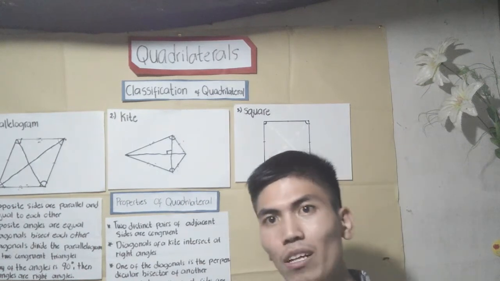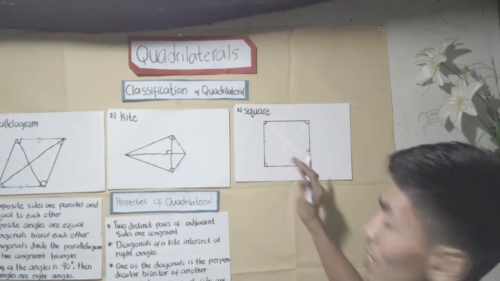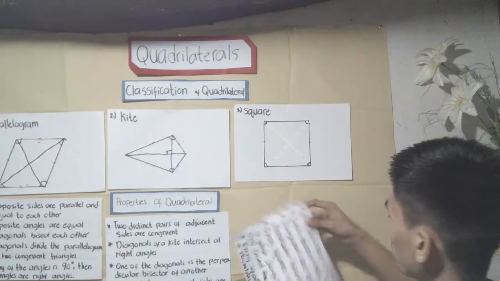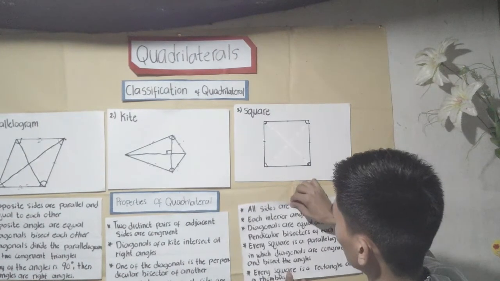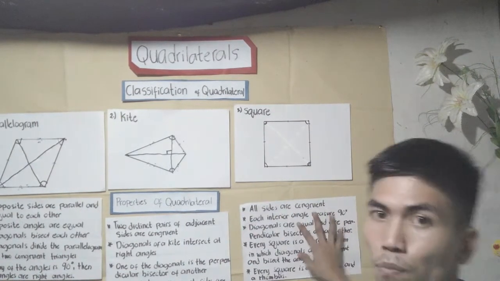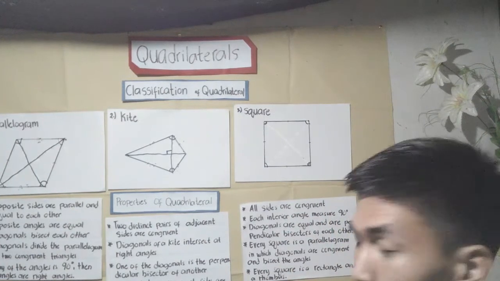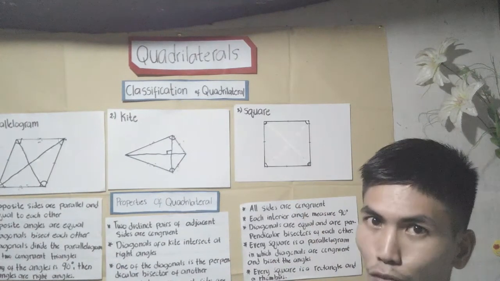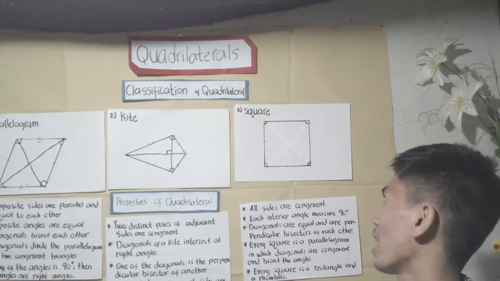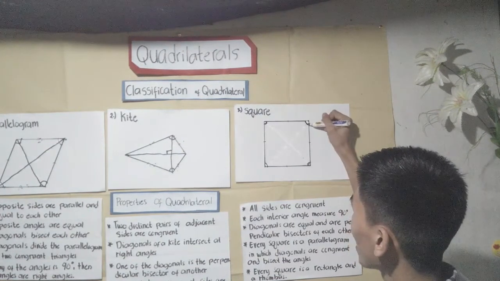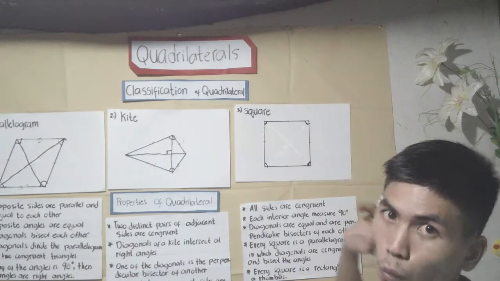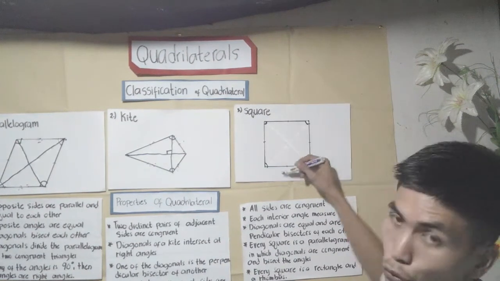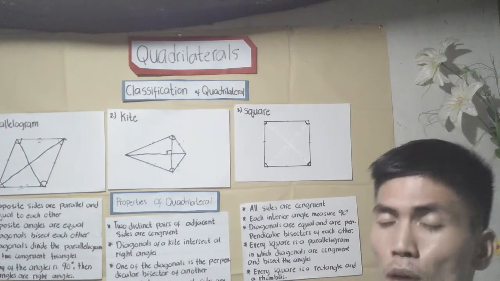Let's move to the last, which is the square. The properties of a square: all sides are congruent, of course. A square has four congruent sides and four congruent angles. So this angle and this angle, the four angles are congruent. They have the same measure, and also the sides: first side, second side, third and fourth are congruent because they have the same measure.